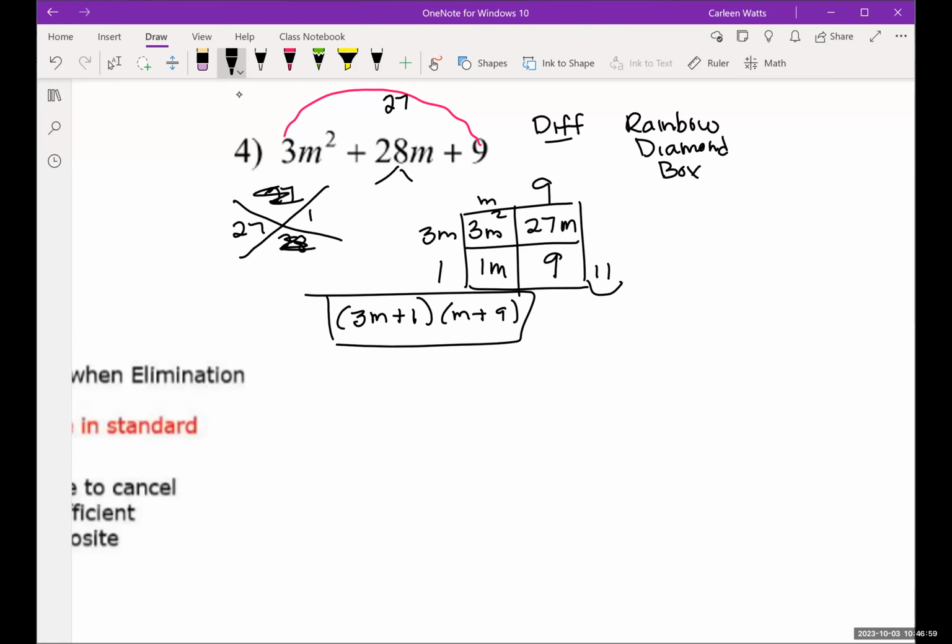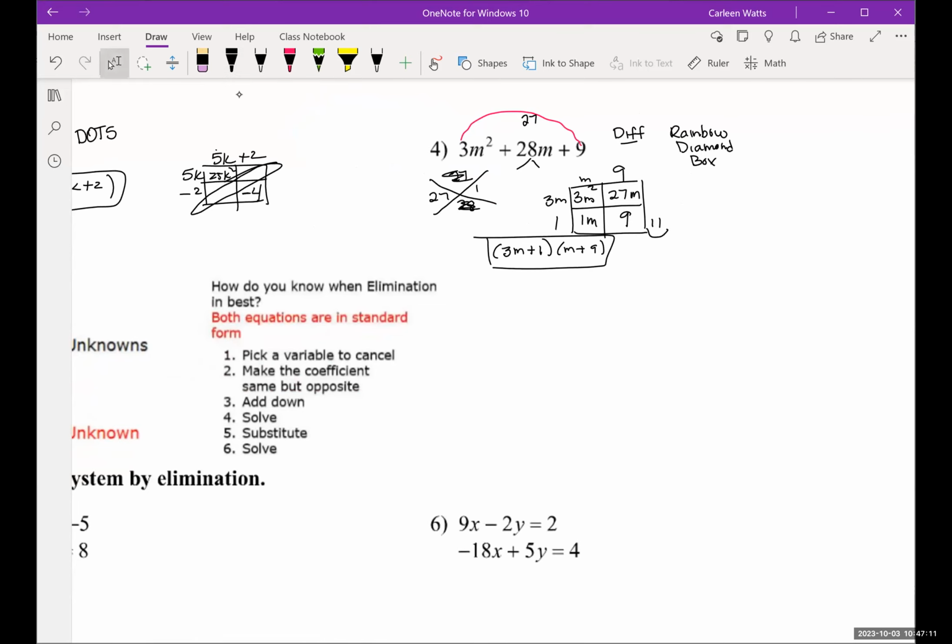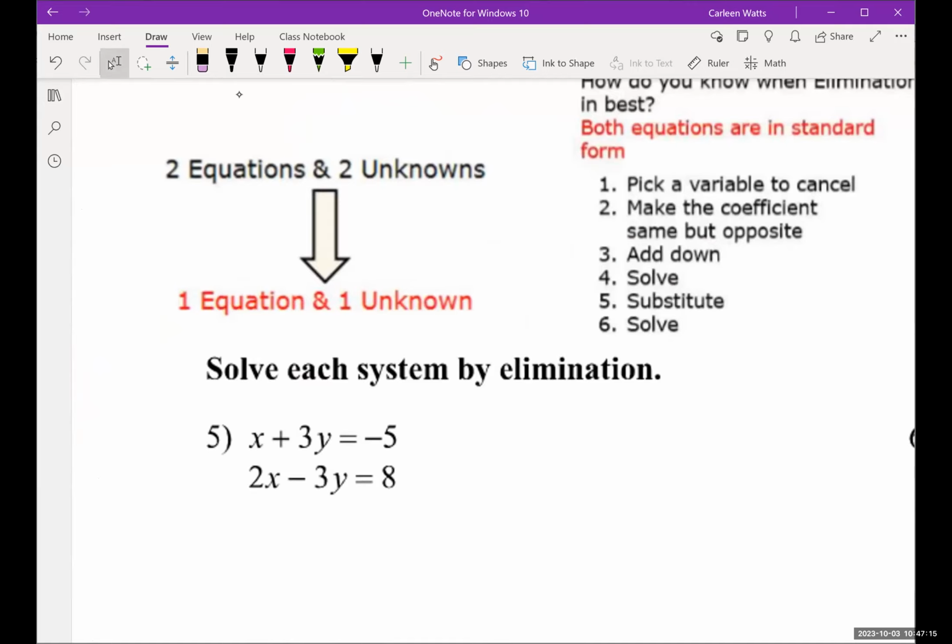Okay. And I'm just going to tell you, it's not bad. Rainbow, diamond, box. Photomath does not show you the rainbow, the diamond, or the box. They just type out the answer.